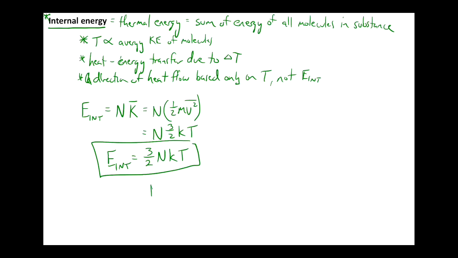But don't forget that k is also equal to R over Avogadro's number. So if we plug that in, we can get something a little bit different. That's going to be 3/2 times N R T over Na. And then that thing, N over Na, is just the number of moles. So that's nRT.